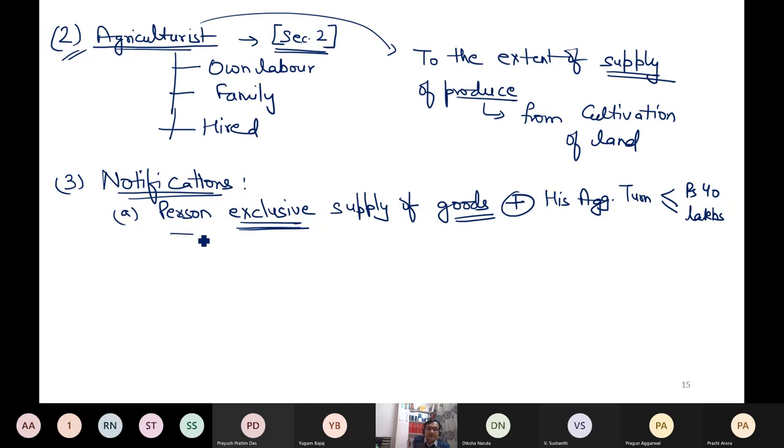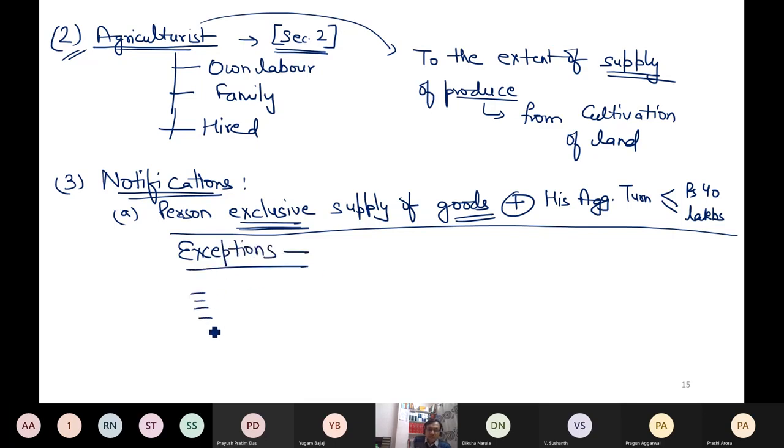But this is not a clear-cut case. It comes with some riders, exceptions. I will tell you some cases where even if you are a supplier of goods only, even if your aggregate turnover is not exceeding 40 lakh rupees, still you are not covered under this exemption notification. Whether you are liable for registration or not, you have to check other sections, but you cannot claim the benefit of this exemption notification. This is my first point.